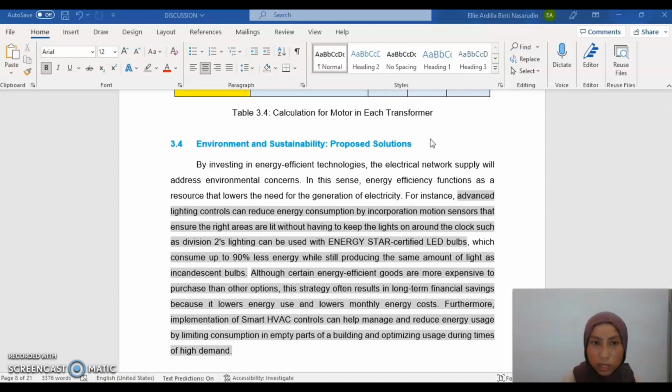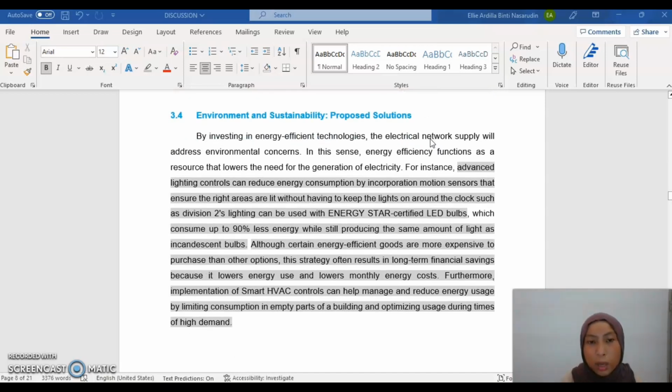Next, for 3.4, which is environment and sustainability, which is our proposed solution. So we propose that advanced lighting control can reduce energy consumption by incorporating motion sensors that ensure the right areas are lit without having to keep the lights on around the clock. For example, division 2 lighting can be used with Energy Star certified LED bulbs, because they consume 90% less energy while still producing the same amount of light as the incandescent bulb.